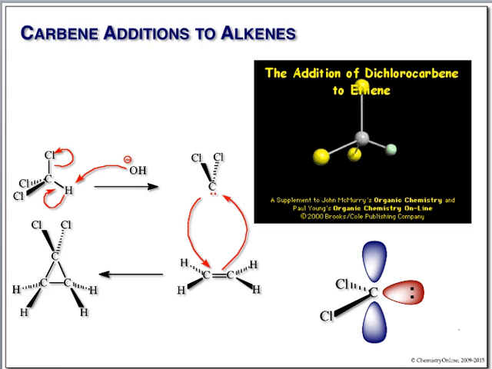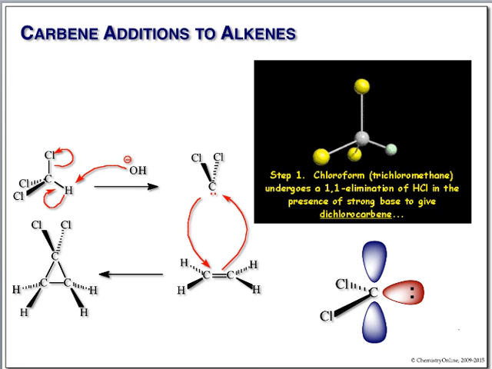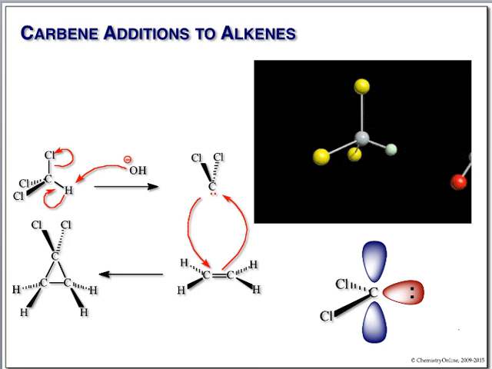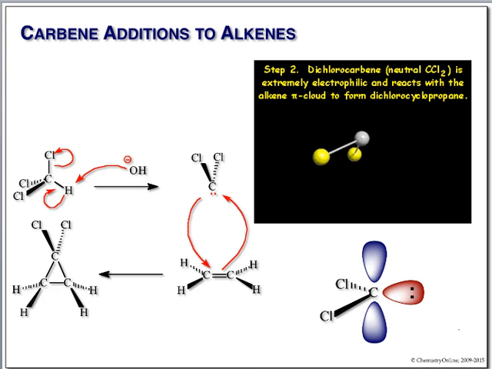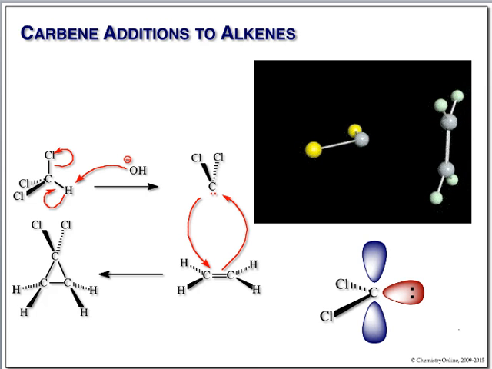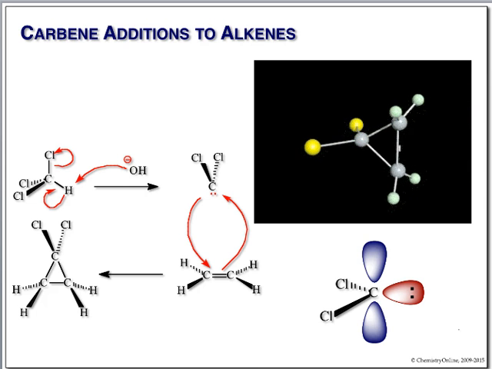Here we go. This is chloroform. Step 1, we make carbene. Our base comes in. Now we have carbon, 2 chlorines, and a pair of electrons. Very reactive stuff. This sits on our pi system. Boom, we make 2 bonds, and we have our product.